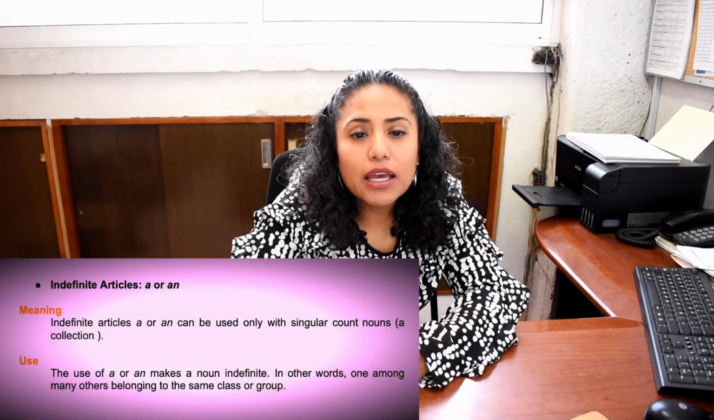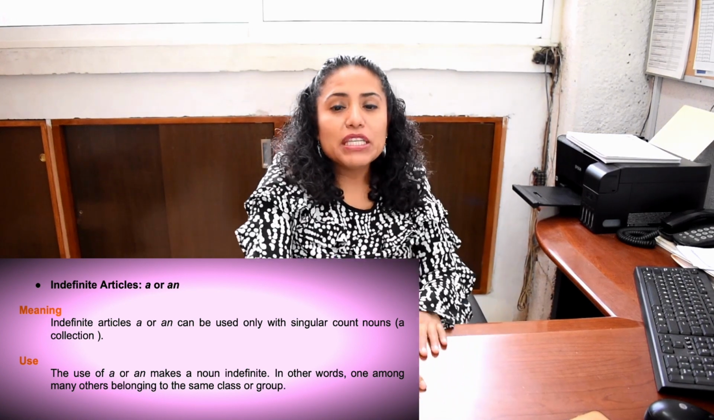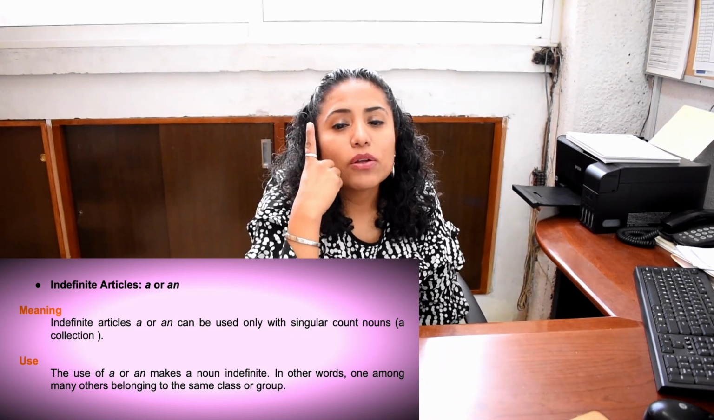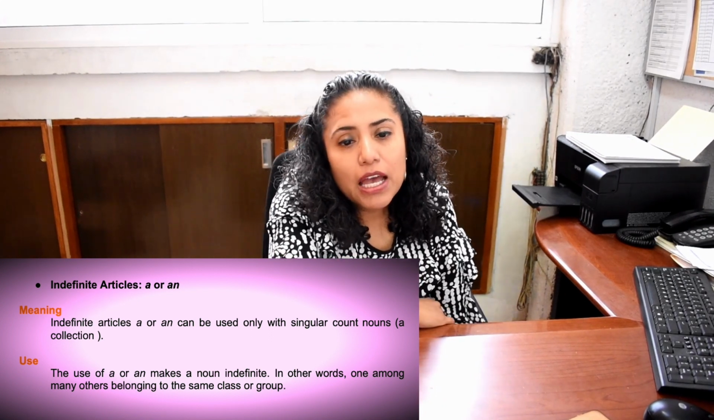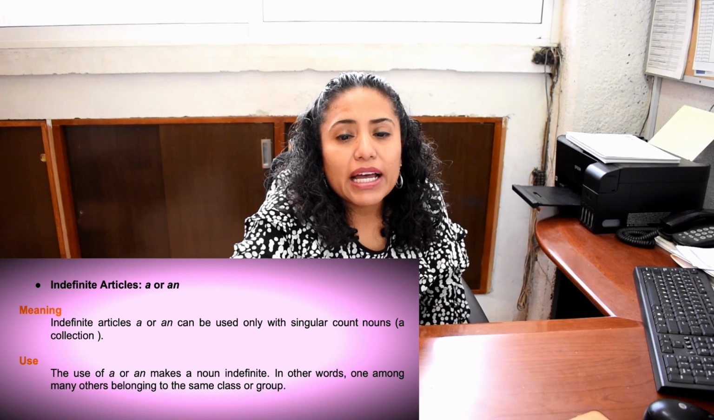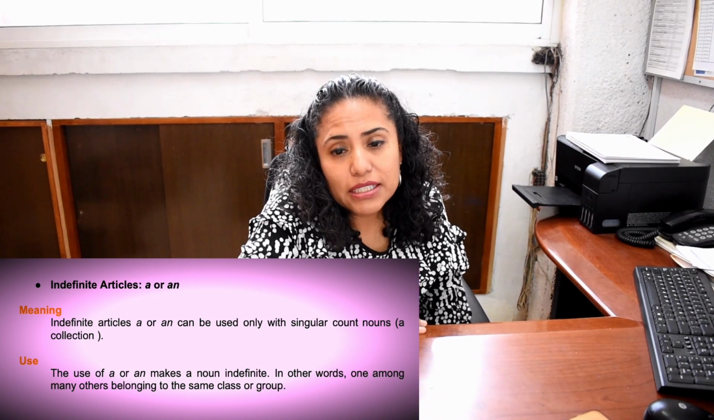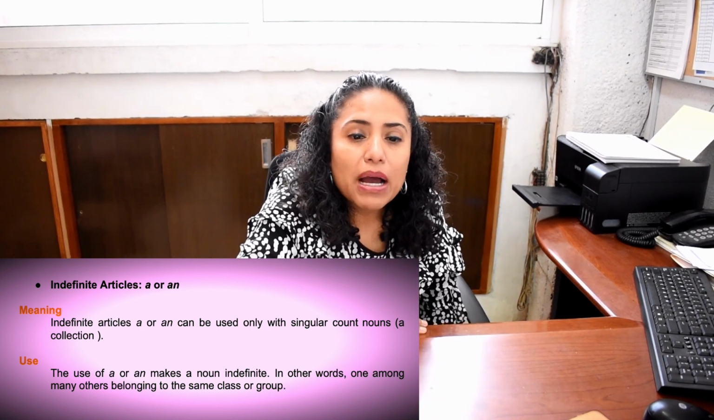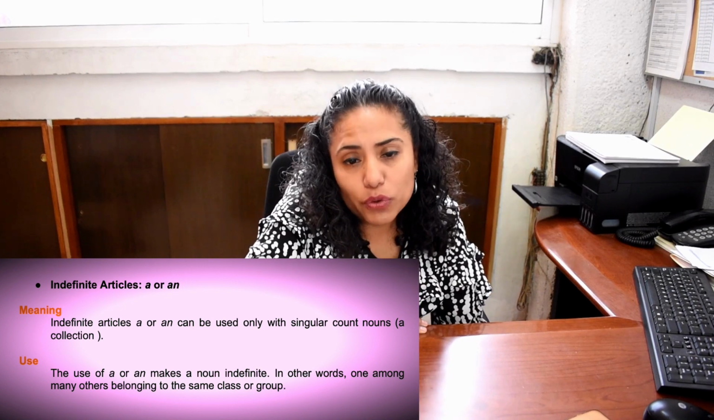Now let's move on to indefinite articles, a or an. Indefinite articles a or an can be used only with singular count nouns, for example, a collection. And we are going to use a or an when we want to make a noun indefinite. In other words, one among many others belonging to the same class or group.